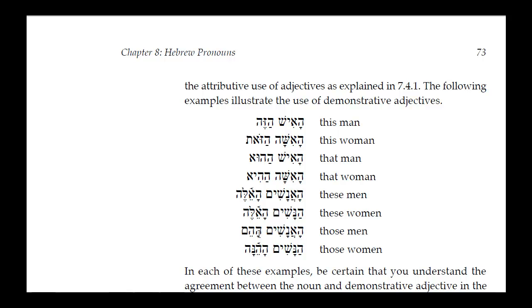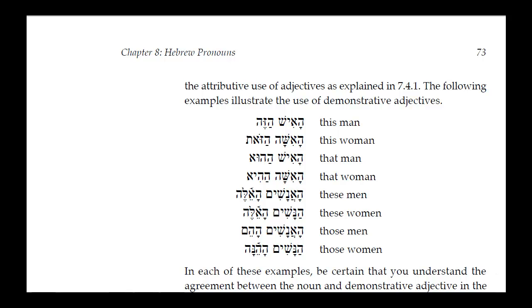Ha-anashim ha-hem is "those men." Ha-hem is the demonstrative "that," and it agrees with the noun in gender, number, and definiteness here. And then we have ha-nashim ha-hena. This is the feminine plural definite demonstrative adjective. It agrees with the noun it modifies in gender, number, and definiteness.